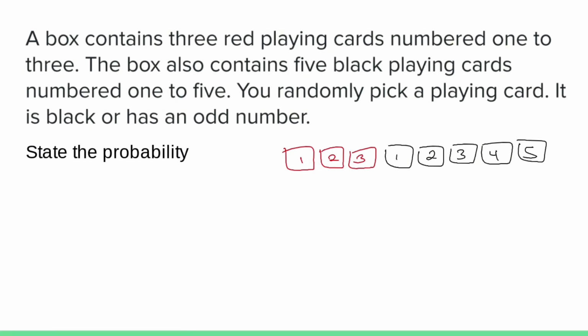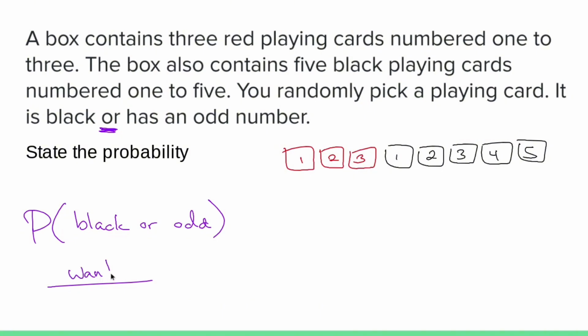State the probability. All right, so we need the probability of getting a black or an odd. Now, probability, generally speaking, is a fraction, and it's the options that you want over the total possible outcomes. My total possible outcomes are 1, 2, 3, 1, 2, 3, 4, 5, 8. So I'm going to have over 8.